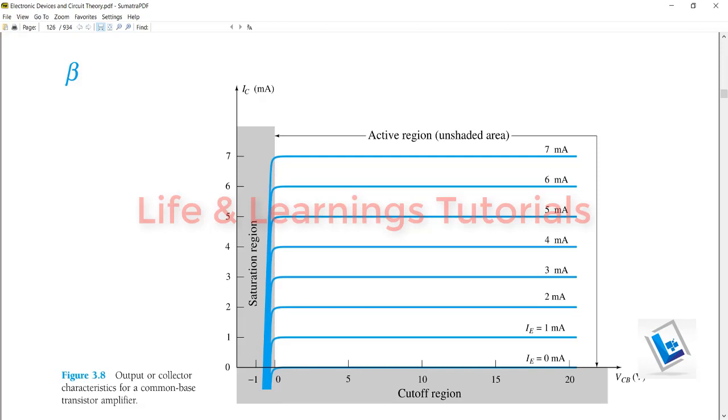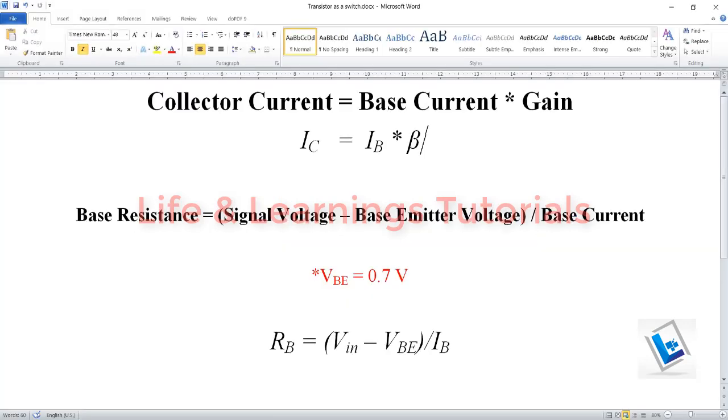If we are using a transistor as an amplifier, then the transistor will be operated in the active region, but for switching action, we will operate the transistor in cutoff region and saturation region. In the cutoff region, the transistor will be completely turned off, and in the saturation region, it will be completely turned on. We need to remember two basic equations when we are dealing with transistors.